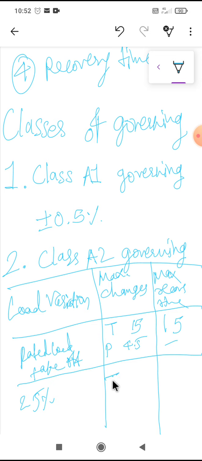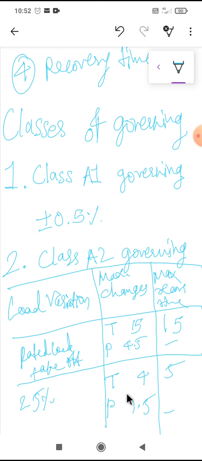So in transient it is 4 percent, and in permanent it is 1.5 percent, and here the time is 5 and here nothing. So when the engine is delivering between no load and 100% rated load, the output of the steady state band shall not exceed plus or minus 0.5% of the rated load for class A2 governing.